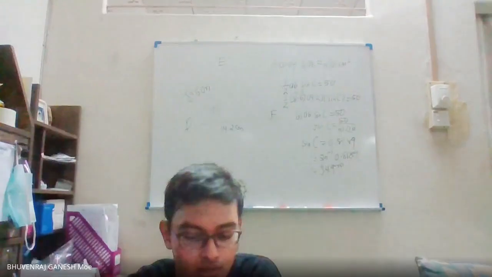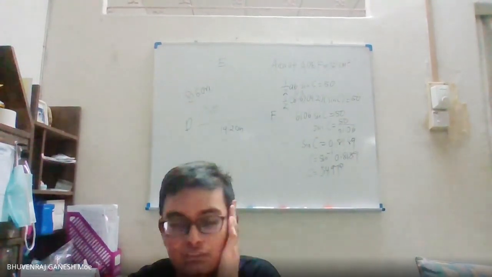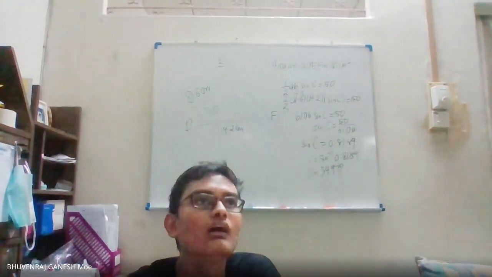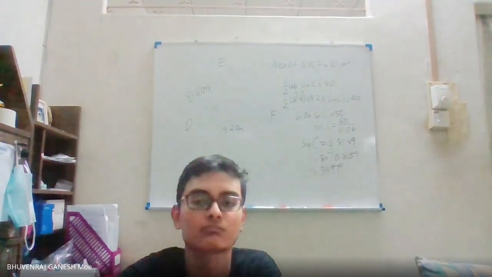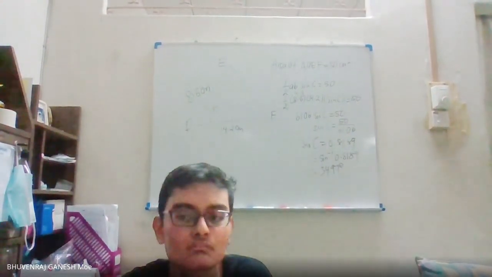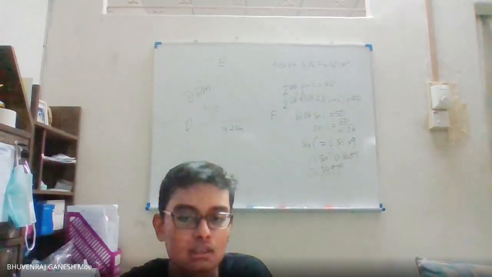Half base times height. AB sine C. Don't use base times height. Base times height is for a right angle triangle. It means it must have a 90 degree angle. Here we don't have a 90 degree angle. If there is a 90 degree angle, they usually show you the sign there.